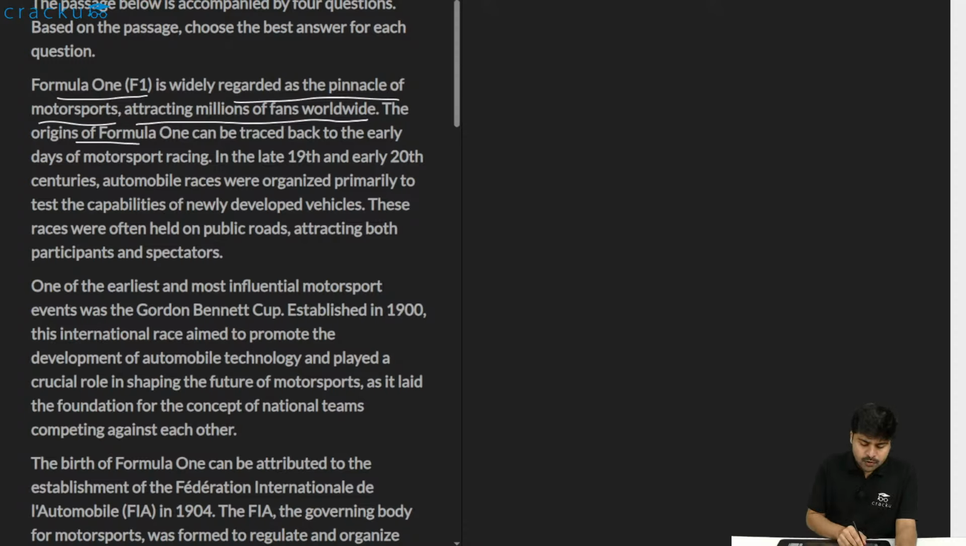The origins of Formula One can be traced back to the early days of motorsport racing. So when did Formula One begin? It began with the advent of motorsport racing. In the late 19th and early 20th centuries, automobile races were primarily about what?